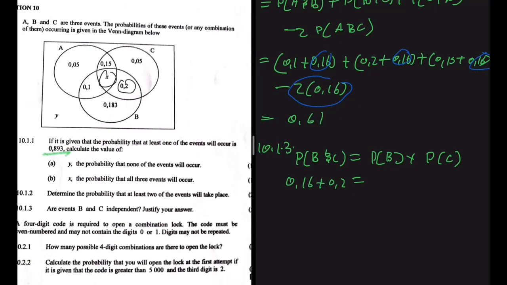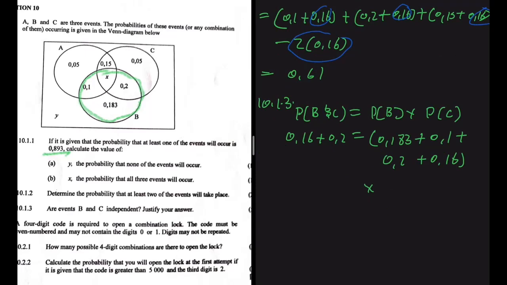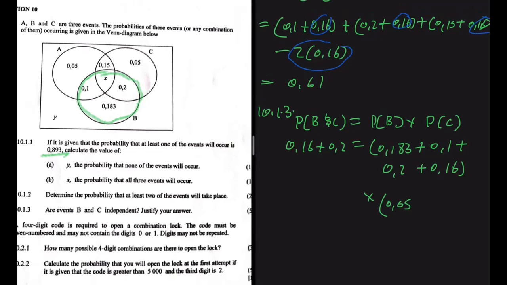So what is the probability of B? The probability of B is everything in the circle of B. Everything in here in the circle of B is the probability of B. So that will be 0.183 plus 0.1 plus 0.2 plus 0.16, multiplied by the probability of C. The probability of C is everything in this circle here for C: 0.05 plus 0.15 plus 0.16 plus 0.2.